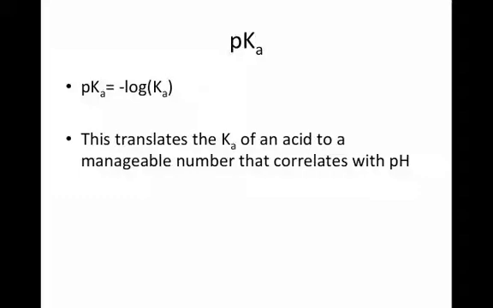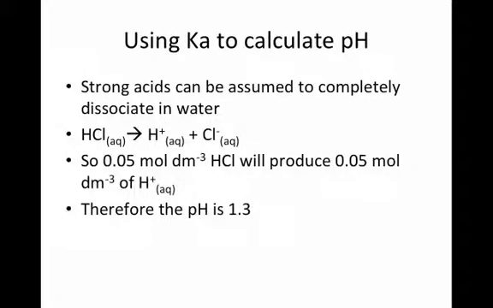It tells you, in terms of numbers that relate to pH, how much your acid will dissociate. So if you've got a very low pKa, it means it's going to dissociate a lot. So the pKa of a strong acid is basically going to be very, very low. So we can use all these numbers together to calculate pH.